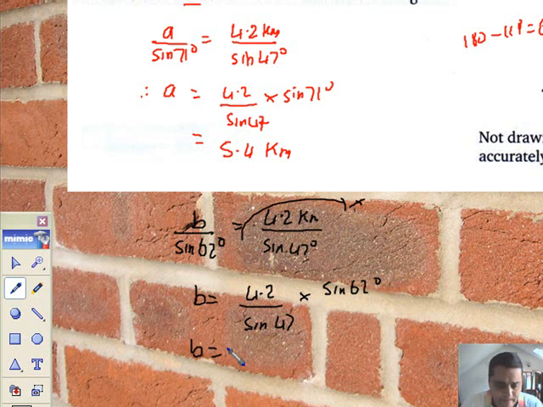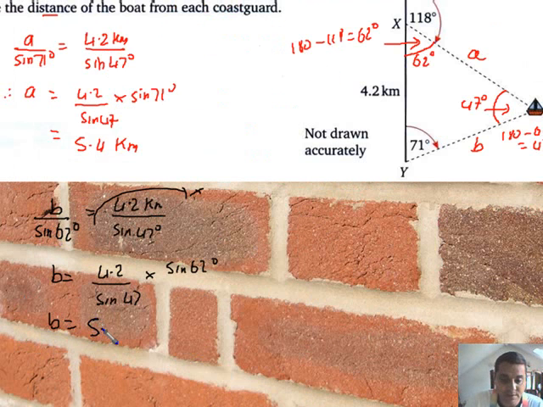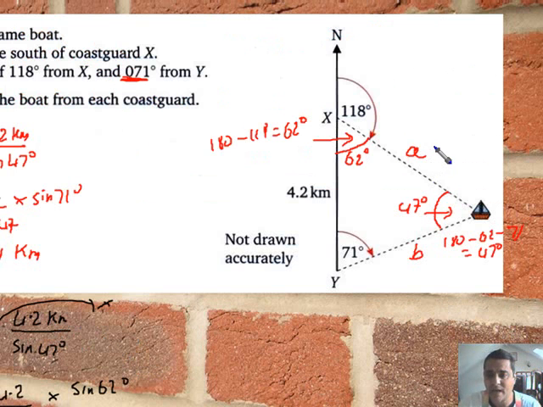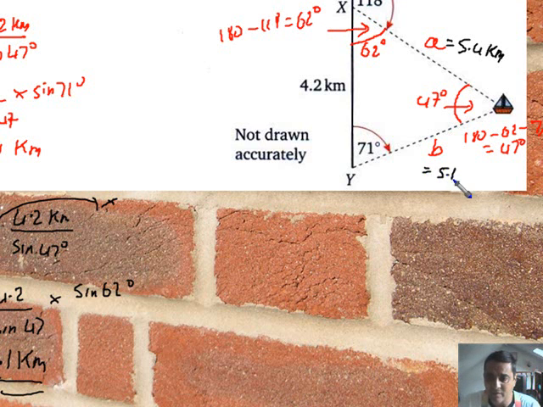So how do you get B then? Punch those numbers in. So it's 4.2 divided by the sine of 47 and multiplied by the sine of 62, and that gives us 5.07, so it's 5.1. So you're looking at 5.1 kilometres to one decimal place. So what do we got then? Length A from Coast Guard X to the boat, you're looking at 5.4 kilometres, and the length from the boat to Coast Guard Y is going to be 5.1 kilometres. And I think that's a really, really nice question.